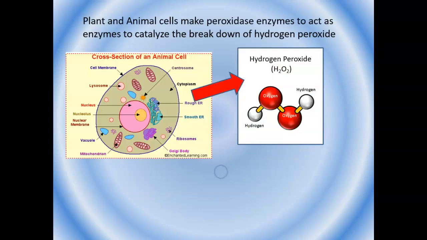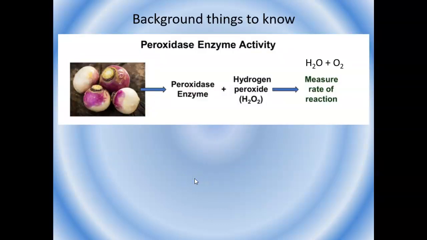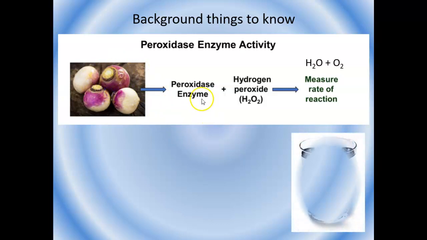The way we get rid of that is we make this enzyme called peroxidase. Remember, -ase is enzymes. It acts as an enzyme to catalyze the breakdown of hydrogen peroxide. Here's an example, some visuals you can see with the horseradish peroxidase there. In this case, they take turnips or something like that. We take the peroxidase plus the hydrogen peroxide together, that breaks this down and turns it into water plus oxygen. The oxygen goes away, the water's still there.